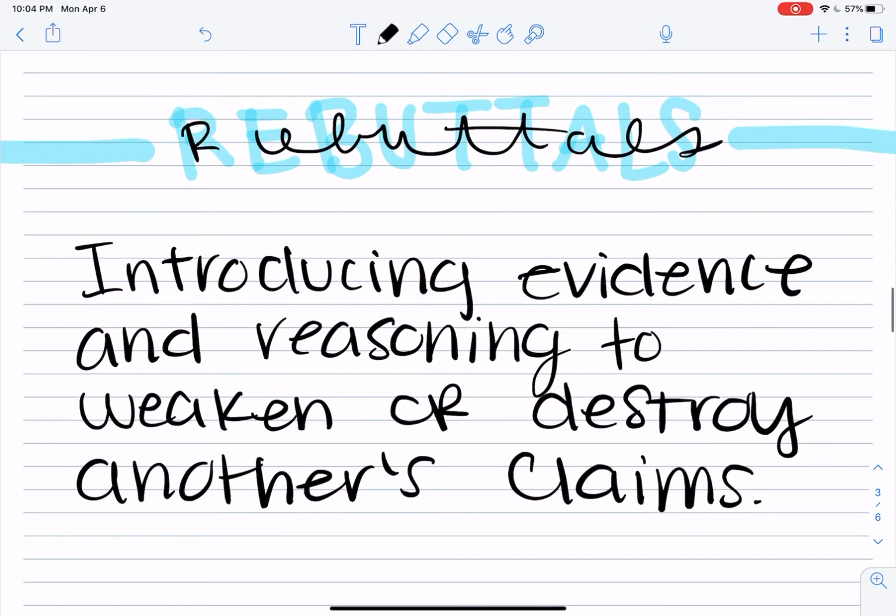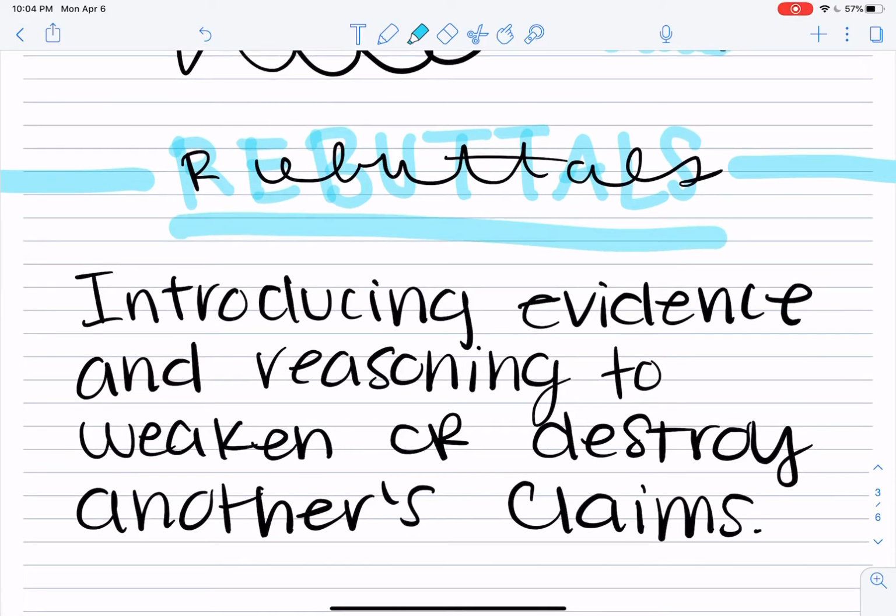Last but certainly not least, sixth, we have the rebuttal. So with our rebuttals, we are introducing evidence and reasoning to weaken or destroy another's claims. And we did this again within our first debate.